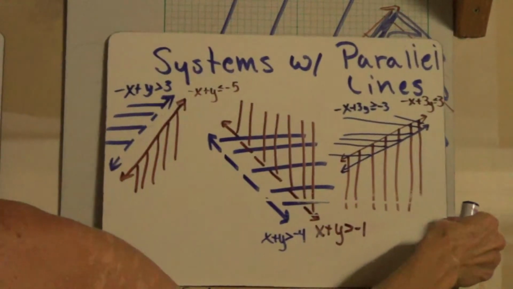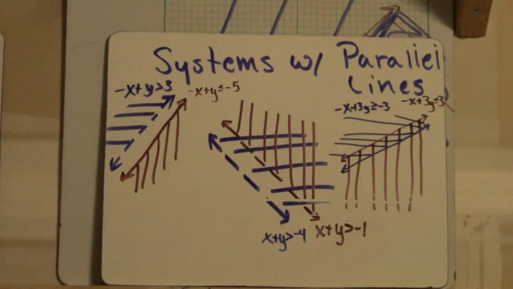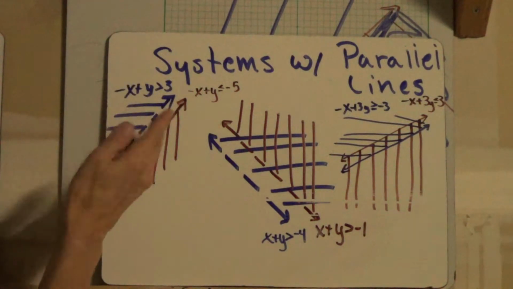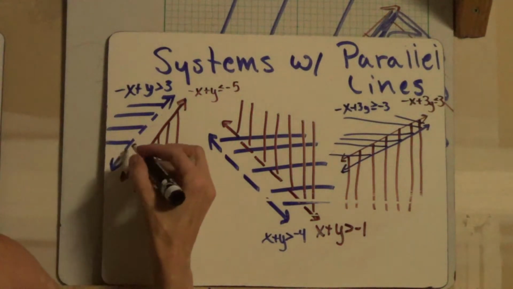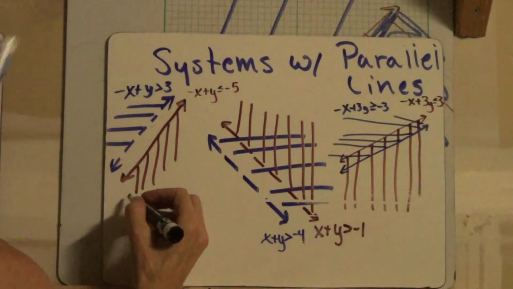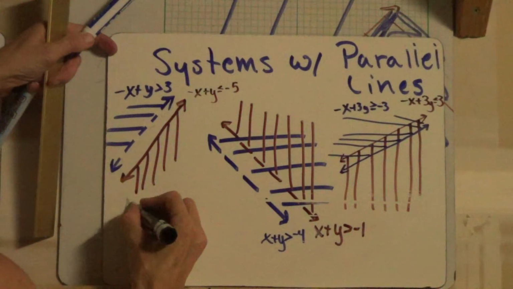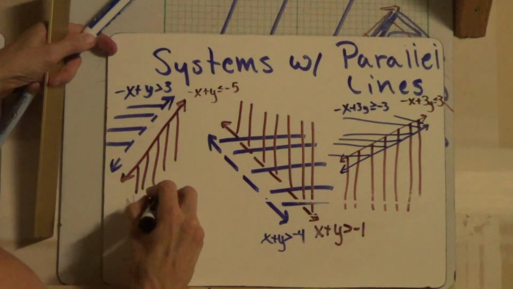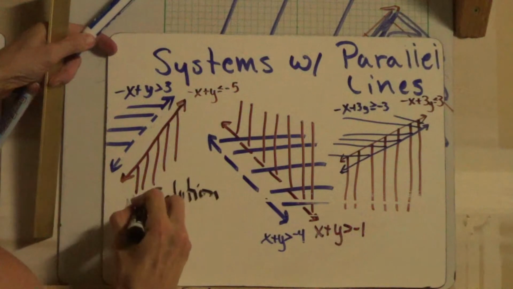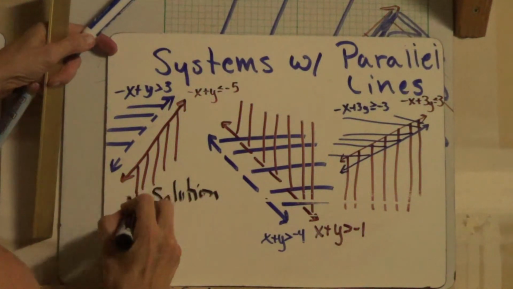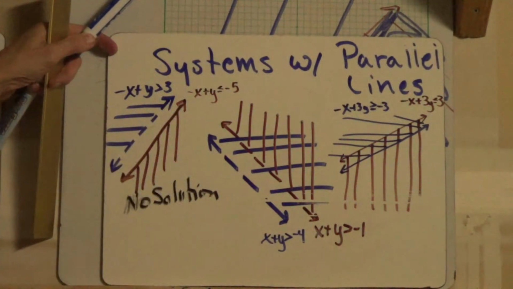Now, what if you have parallel lines? There's a couple of different scenarios. If the lines are parallel and the shading goes away from each of the lines, then you would say that this is, any guesses? I hope you would say no solution. Because you do not have anywhere that they're overlapping.